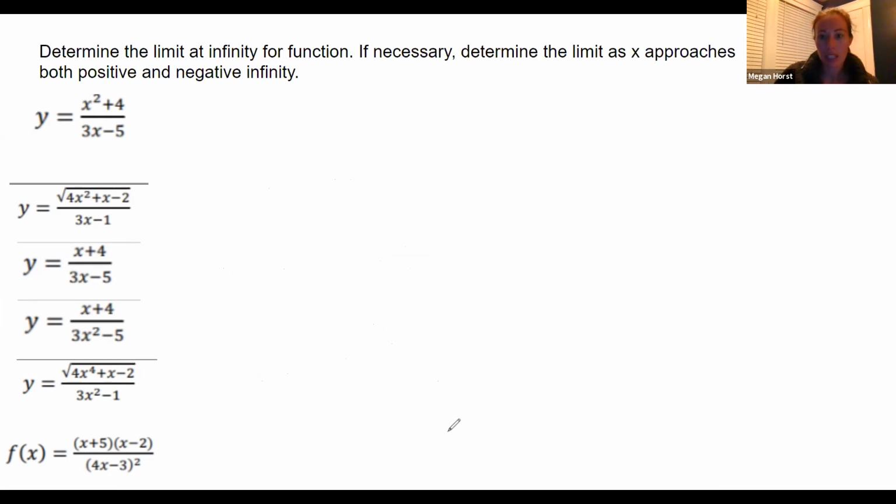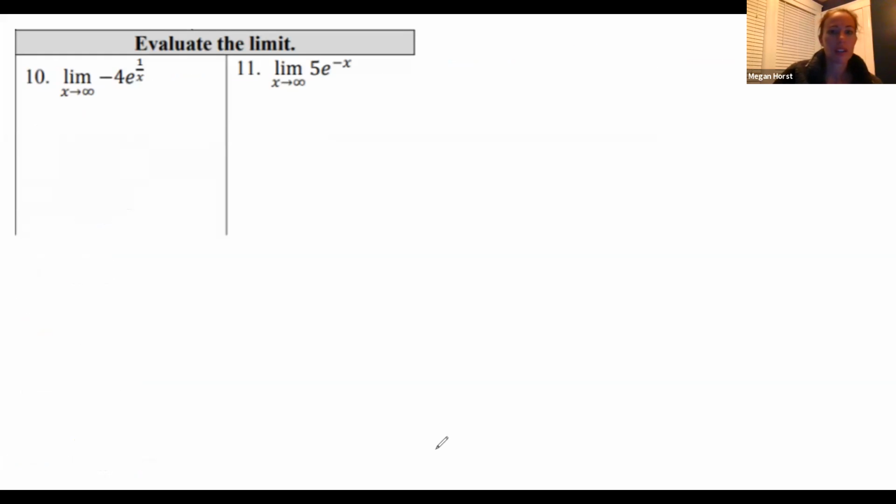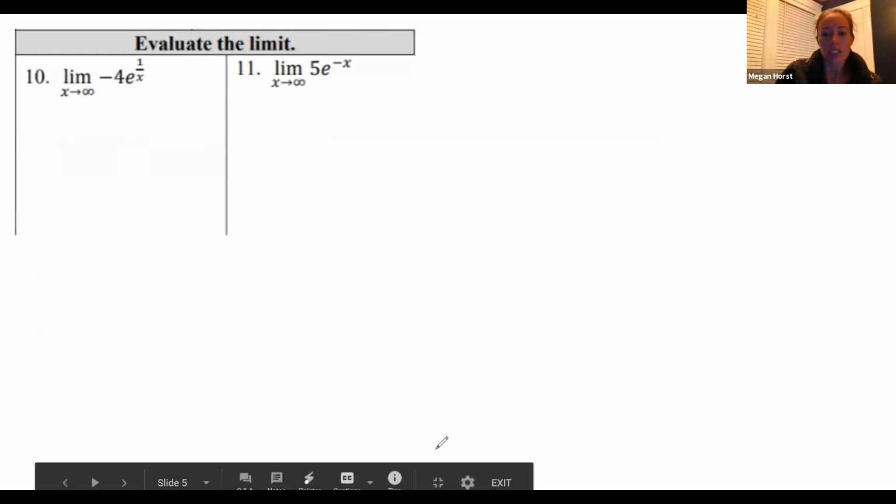All right, the last thing we're going to look at for the notes, I think I might have one more page after this. Let's see. All right, let's just take a look at when we have e to the x.